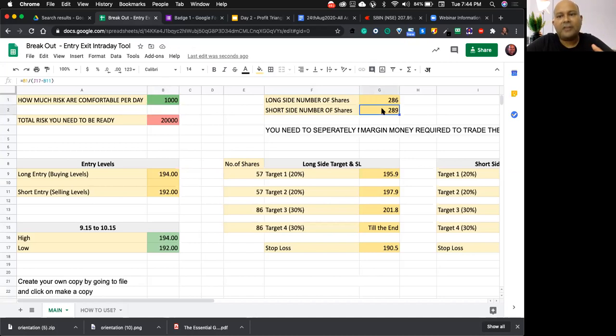If you're taking a short side, you can take 289. This will be very close. You can probably approximate this to say 290. That's absolutely fine. Your risk might vary by say 1200, 1100. Automatically everything is built into this.